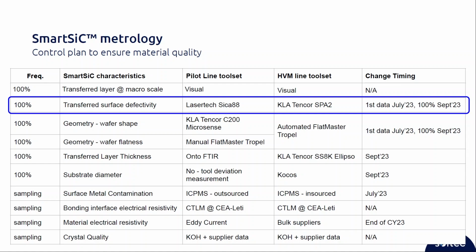the material delivered. Regarding the transfer surface defectivity, micro defectivity, today we are measuring with defect inspection tools. Tomorrow, on the HVM line, it will be with the next-generation tool.